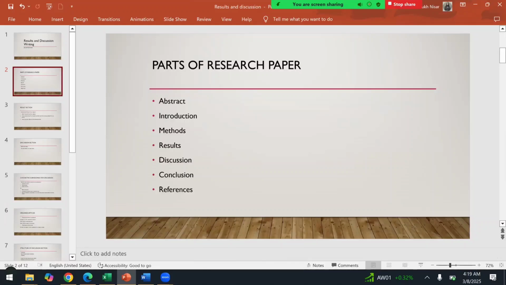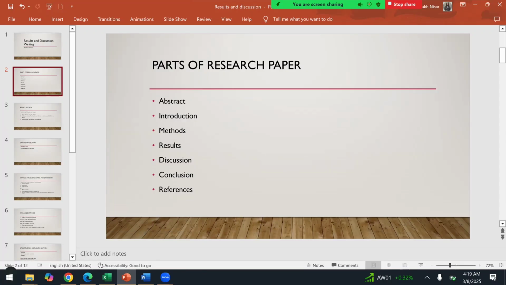So these are the parts of the paper. Whatever we did up till now was the method section. We collected the data, screened the articles, and did the quality assessment. That was a part of the method section. Now our next step is to write the result and discussion section on the basis of your finalized articles.